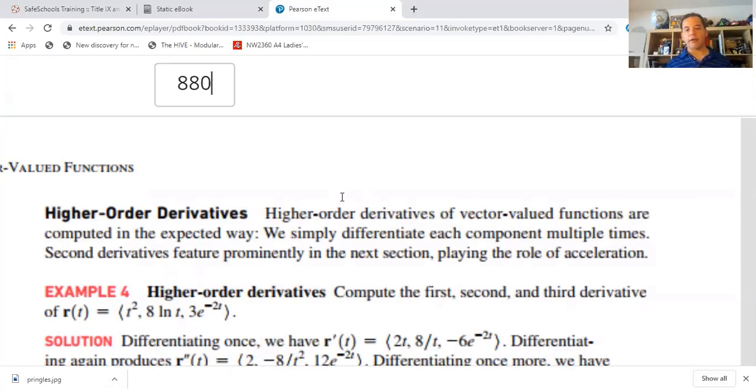So to do higher order derivatives, you just do the derivative of the derivative and so on. So let's do this example 4. For example 4, it says compute the first, the second, the third, etc., all the way to the first, the second, and the third derivative of the function r of t equals t squared plus 8 ln t plus 3e to the negative 2t.